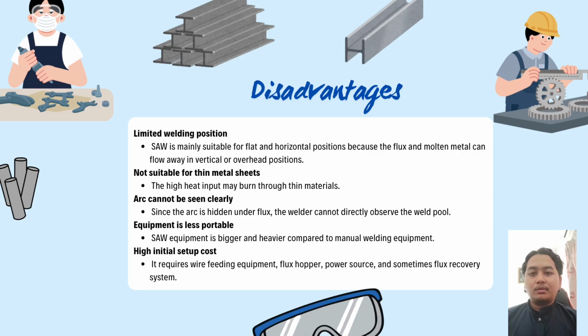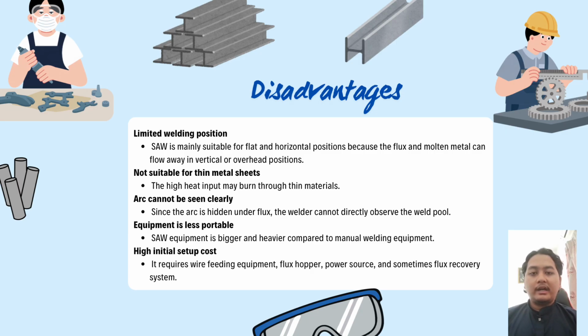It is mainly possible for flat and horizontal welding because the flux powder and molten metal may flow away if used in vertical or overhead positions. Second, it is not suitable for thin metal sheets. This is because this method produces high heat which can burn through thin metal easily.